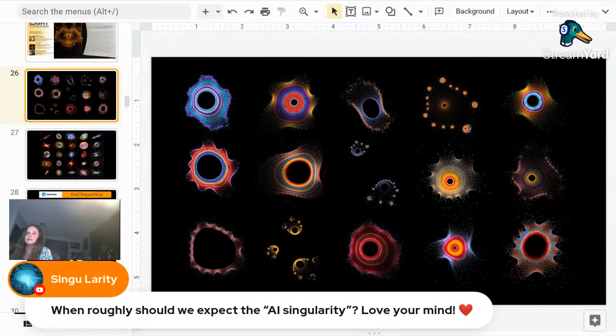Okay, let's see. When roughly should we expect AI singularity? I'm going to say tomorrow. I think tomorrow will be AI singularity. When I was in high school, I read a lot of science fiction short stories about AI becoming self-aware and taking over the world. It was always an evil kind of character, almost always female. But yeah, I'm going to say tomorrow, probably tomorrow.